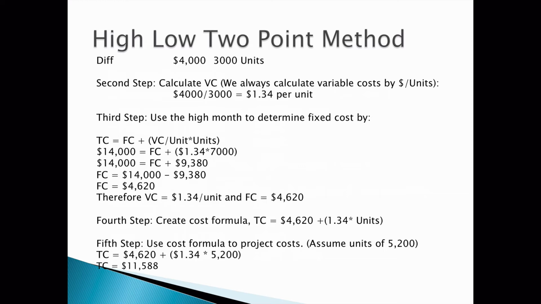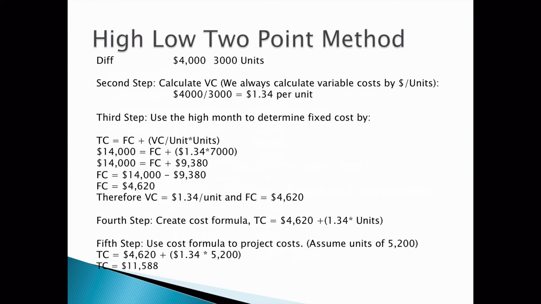Now we need to go ahead and take the high month. The book will tell you to use the high month and the low month to check yourself. If we do it right in the high month, we don't need to do that. So we're going to take that formula that we just talked about, total cost equals fixed cost plus variable cost per unit times units. And we're going to take our high month, which was $14,000 in total costs, and plug in the 1.34 for our variable cost per unit, and use the 7,000 units that we had in the high month in April, and we're going to solve for fixed costs. So when we do the math, we get $4,620 as our fixed cost. So our variable cost is $1.34 a unit, and our fixed cost is $4,620.